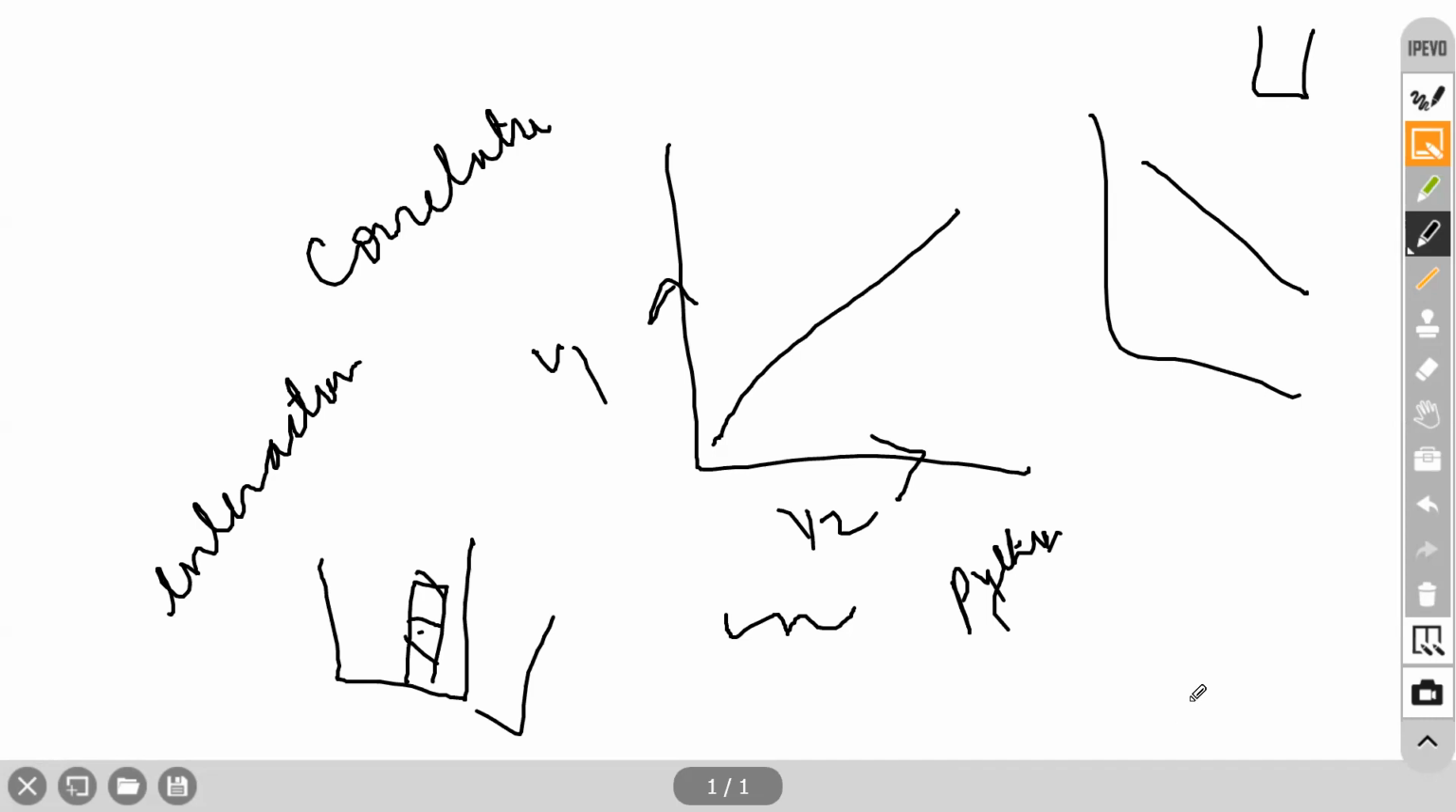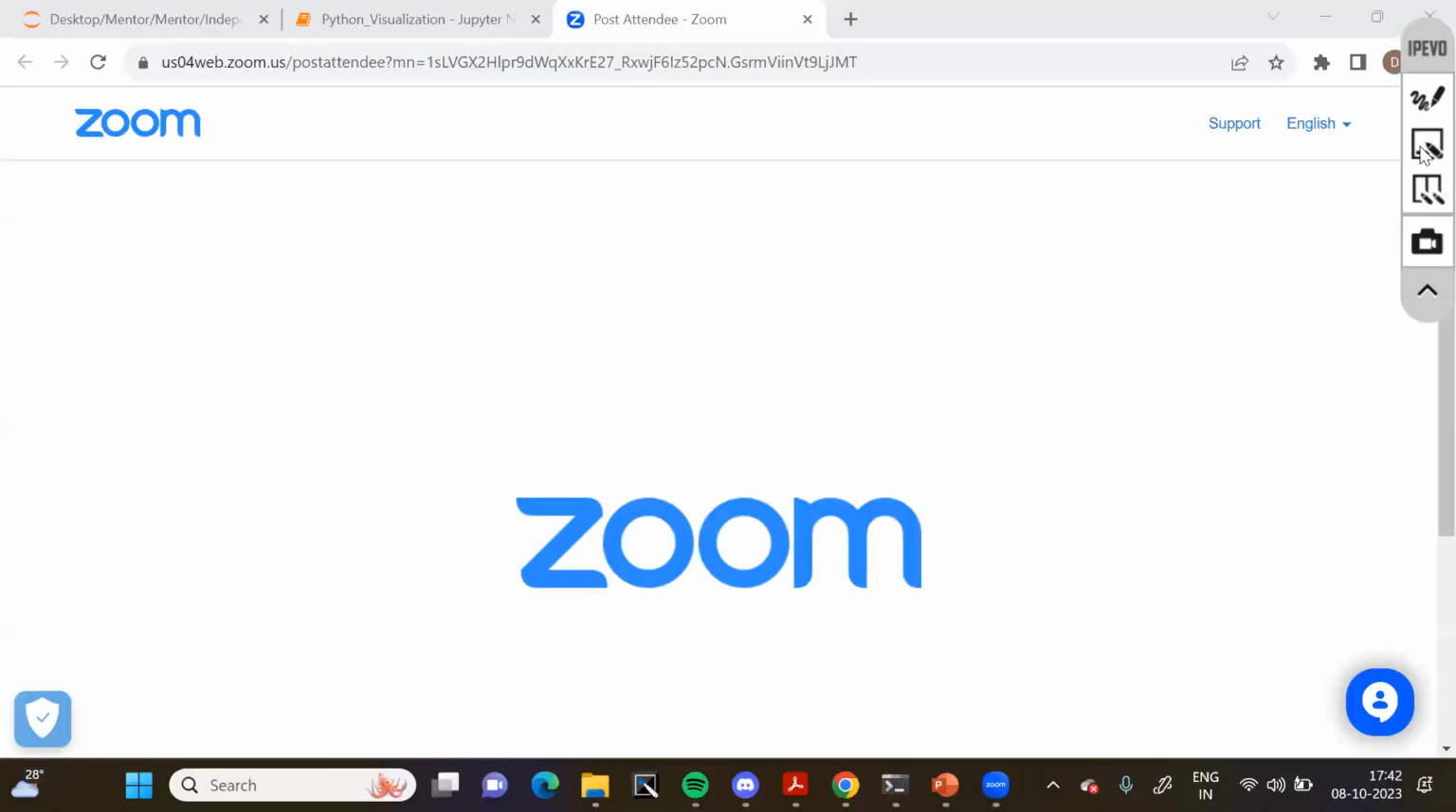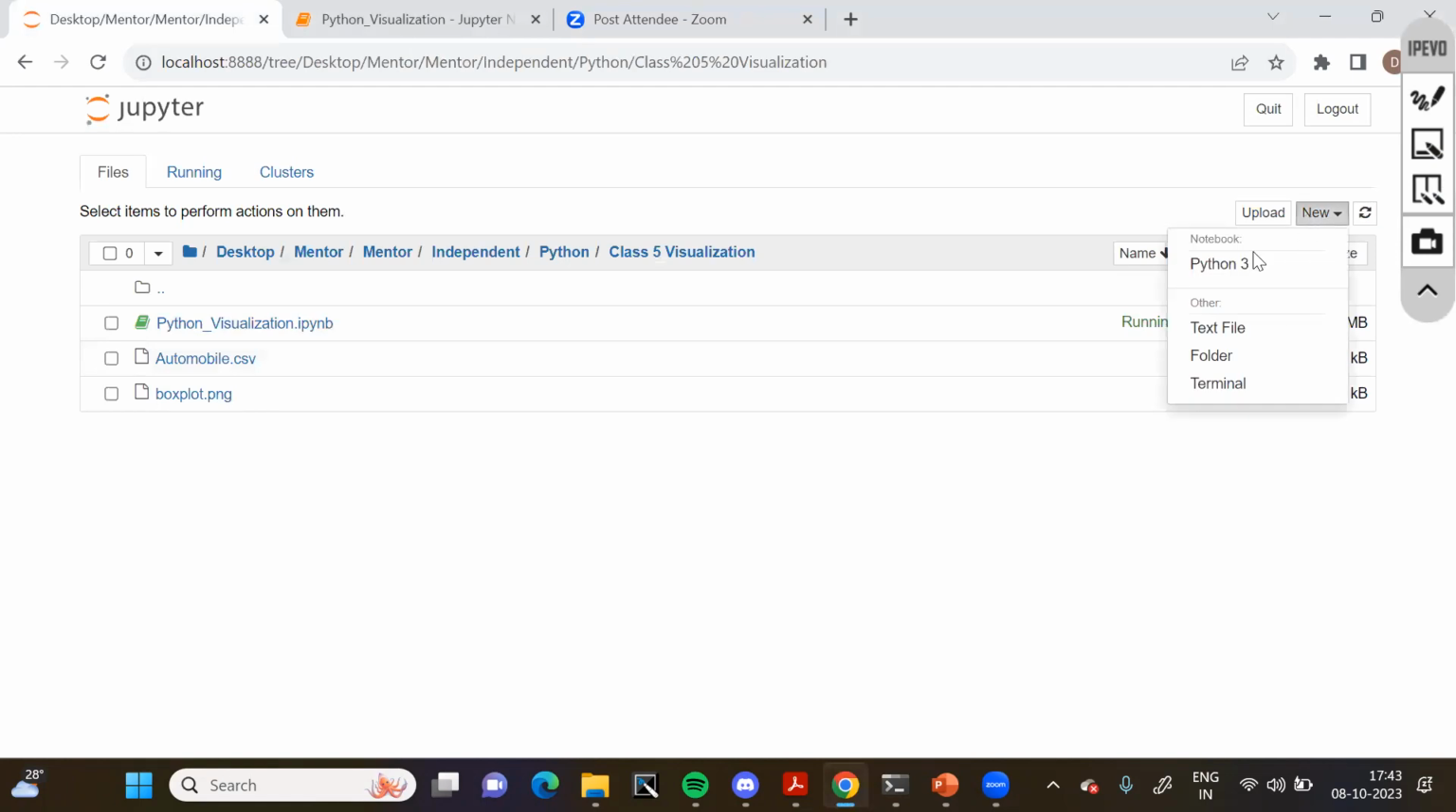Now coming to the Python part. This was the point of why we need visualization, what it does, how it can help us, and how the future would be, which we have seen. Now coming to certain of the visual part. Now I'll open something new and share it with you.